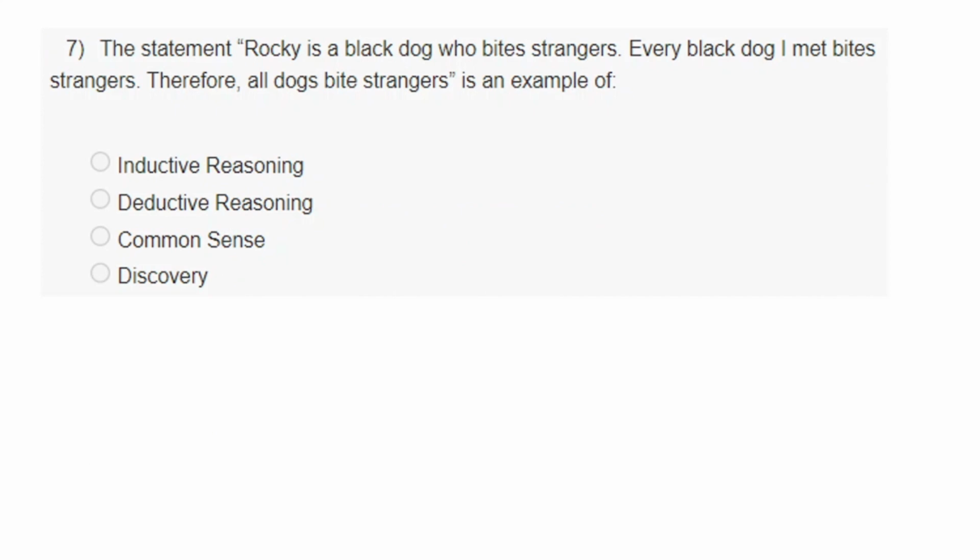The statement: Rocky is a black dog who bites strangers. Every black dog I met bites strangers. Therefore all dogs bite strangers. This is an example of the other four options. What do you think is the right answer?